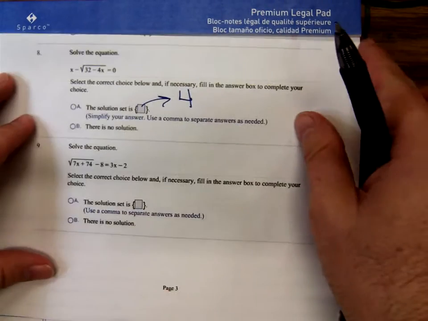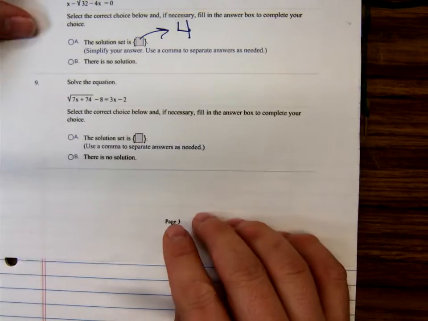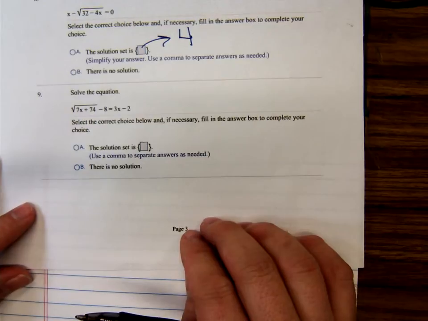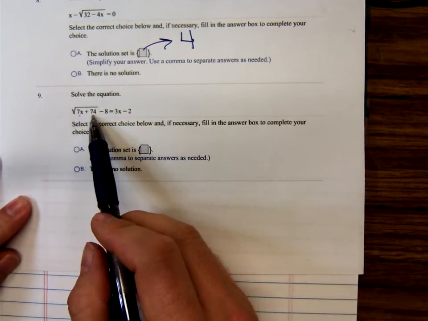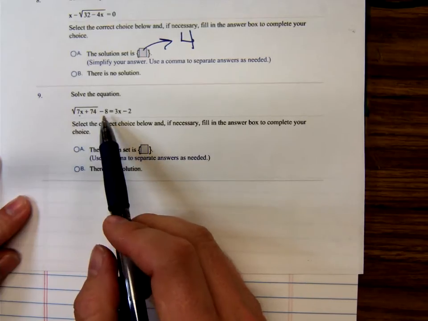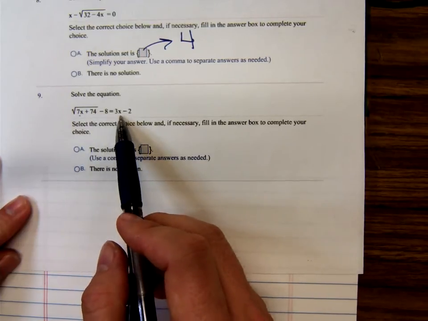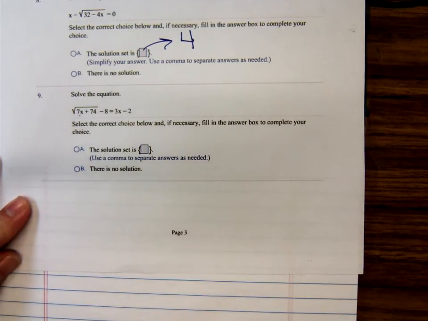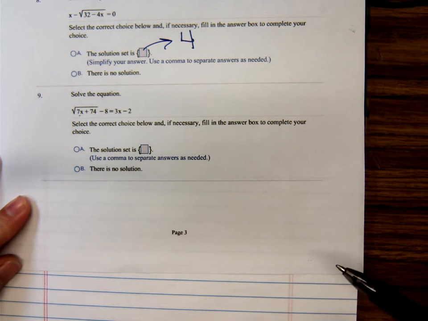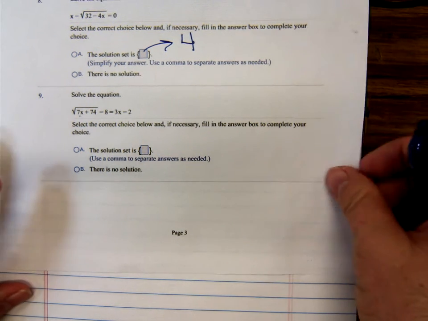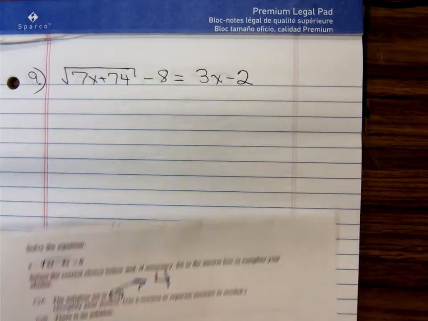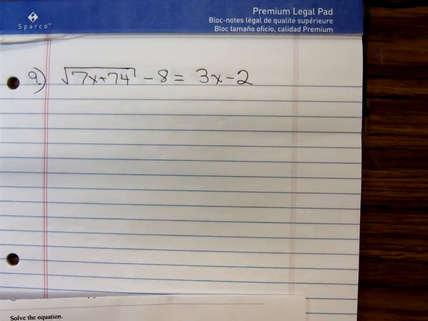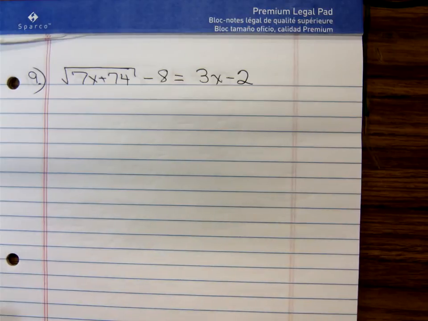Okay, this is number 9 on the examples I printed out to do. The square root of 7x plus 74, that's under the radical, minus 8 equals 3x minus 2. Where did I get 32? I don't know. Let me make sure I didn't miscopy this problem. Square root of 7x plus 74 minus 8 equals, yeah, there's the next one I'm going to do.